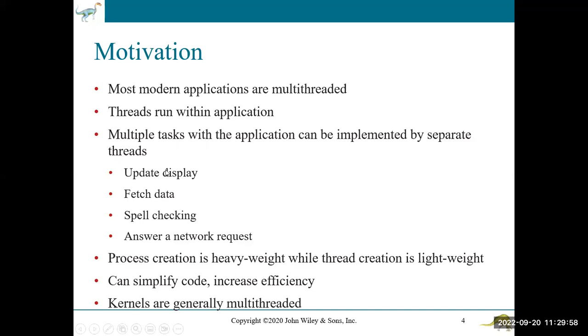So you do implement by separate threads. Process creation is heavyweight, while thread creation is lightweight. What we're saying here is that in terms of efficiency, you're better off creating fewer processes with multiple threads, and then resource use ramps up as your needs change, as opposed to software that you develop that creates new processes every time you turn around. If you simplify the code, you increase efficiency, and generally kernels are multi-threaded now. And again, the software world is catching up in terms of taking full advantage of that.